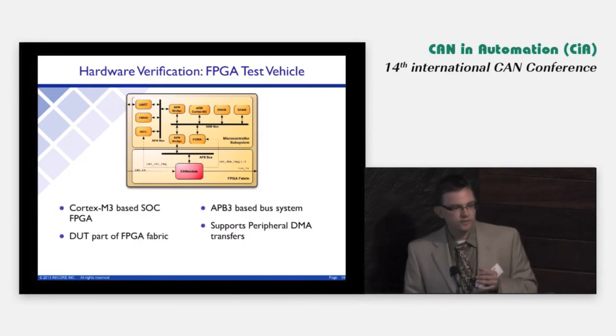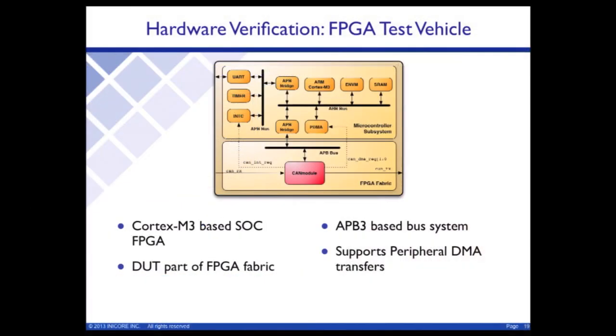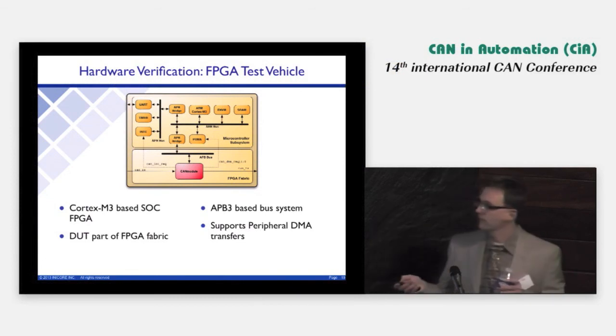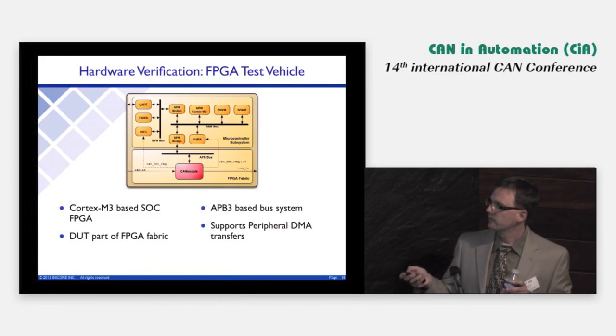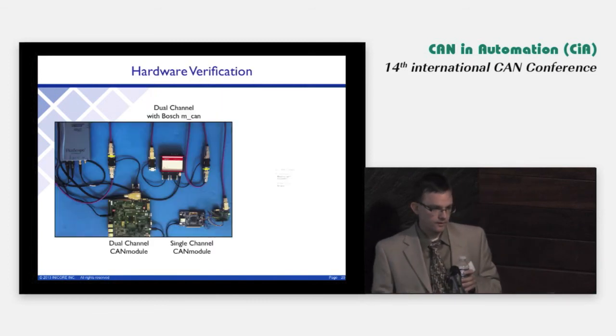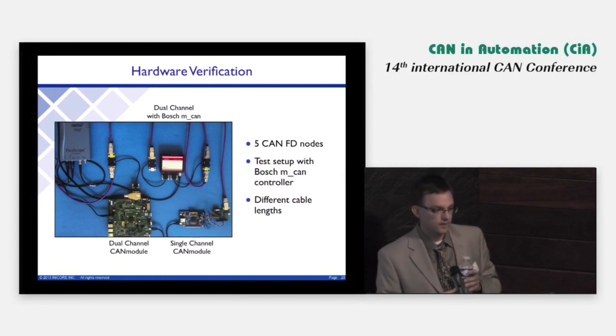For the hardware verification, we developed this FPGA test vehicle. It is based on a Cortex-M3 FPGA, where we have an entire microcontroller subsystem with all regular functionality, memories, UARTs, timers, interrupt controllers. And then we have a peripheral bus bridge, where we have an APB bus bridge and our DUT, our CAN controller, inside the FPGA fabric. Here we have support for interrupts, obviously, and the peripheral DMA controller that's inside. So this one is used in our hardware test setup.